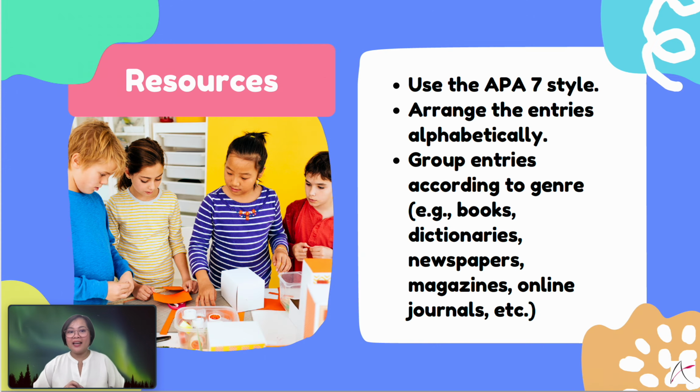And of course, the last part is you need to provide the resources. It's a separate page where you list all the references. Number one, you need to use the APA 7 style, because that is the proper citation style for research applicable for the PYP exhibition. Number two, arrange the entries alphabetically. Then group the entries according to genre: are they books, dictionaries, newspapers, etc.? Please provide a subheading and then list the resources.